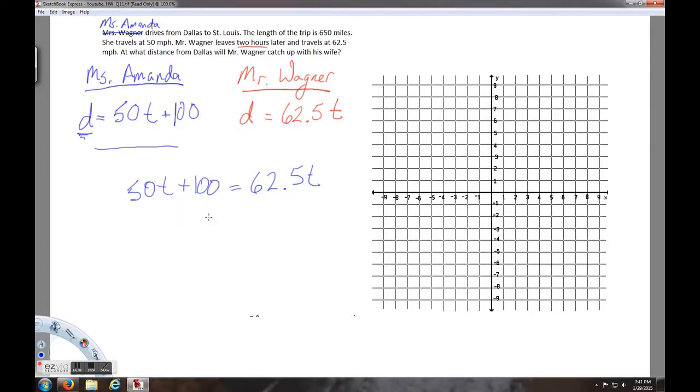You might not like this way. If it's easier for you to graph, go ahead and graph it. Do what works best for you. But I'm going to take you through these two ways.